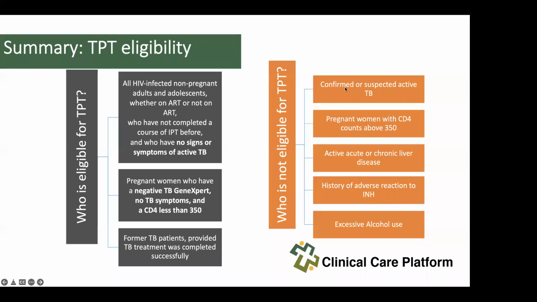So, confirmed or suspected active TB, we exclude. A pregnant mom with a high CD4 count, she's not eligible, right? Active acute chronic liver disease, yes. Remember, pre-existing liver disease, hypersensitivity to INH, and someone who's being abused by alcohol. These are our exclusion criteria right there.